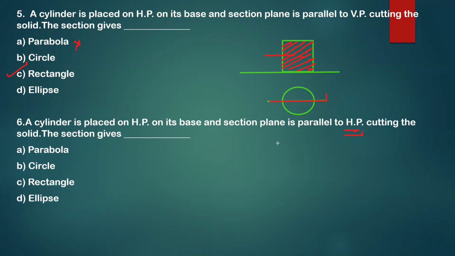Yes, this is the cutting plane, which is parallel to the HP. Now in this case, whatever section portion we get in the top view will be a circle. So the option here, B, will be the correct one. So this is the sixth one. Now we'll move to the next one.